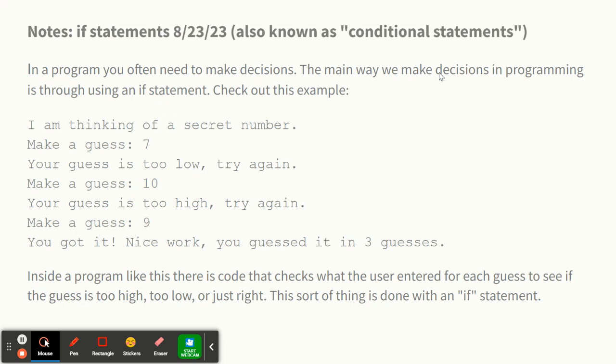So here's a secret number guessing game program, just the output. I'm thinking of a secret number, make a guess. So then the person guessed 7. And then it says, your guess is too low, try again. So see, that was inside the program. There was some logic set up that checked, hey, is this number the right number? Is it too low? Is it too high? And it's reporting the right result depending on what happened. So this is the kind of thing we do with what's called an if statement.